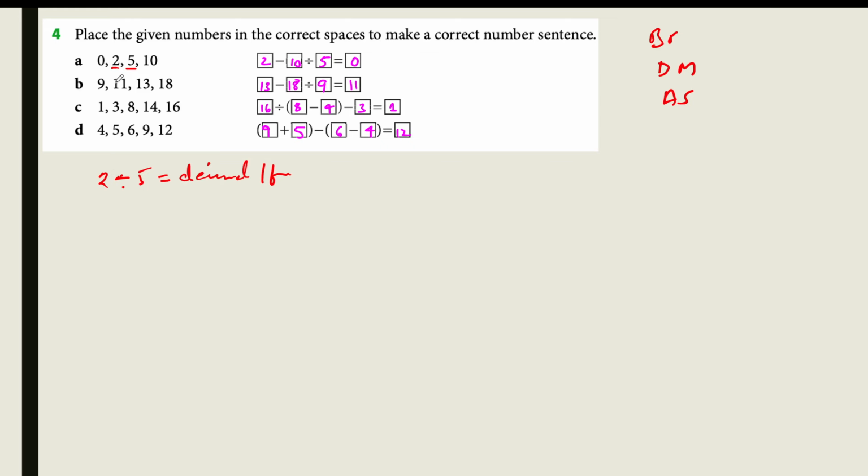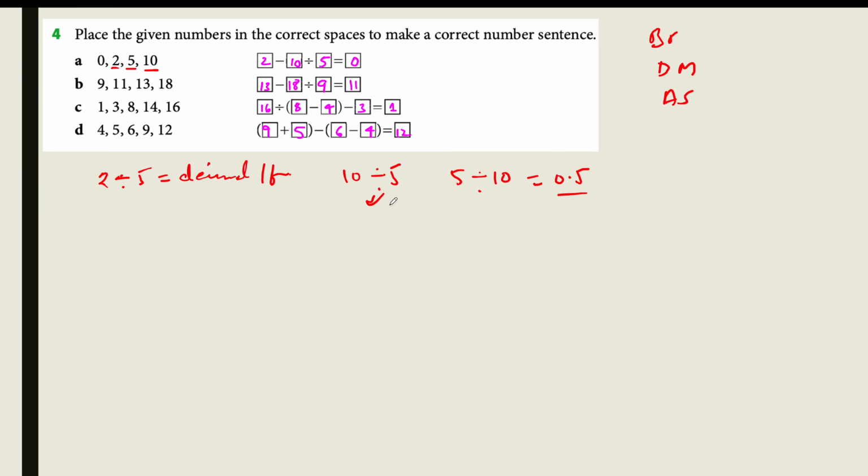So instead, we take numbers that when divided give us a whole number. If we do 5 and 10, we are not going to do 5 divided by 10, because if we do 5 divided by 10, what do we get? 0.5. Again, a decimal number. We want a whole number. So instead we go for this option.